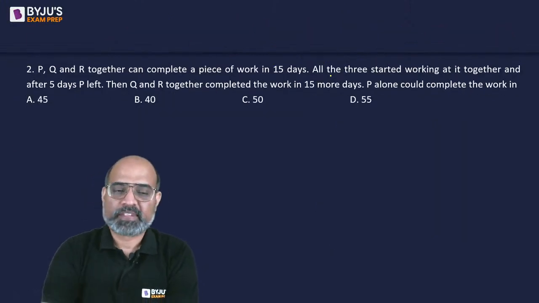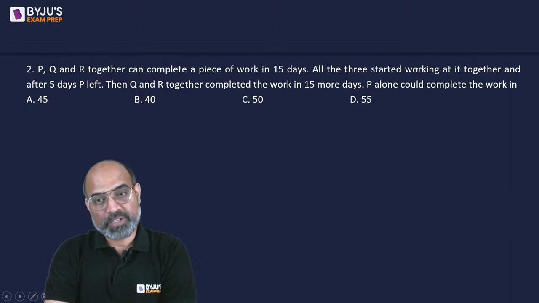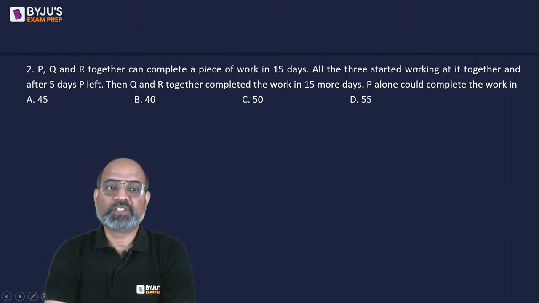Next one. P, Q and R together can complete a piece of work in 15 days. All the three started working at it together, and after 5 days, P left. Then Q and R completed the work in 15 more days. P alone could complete the work in how many days?